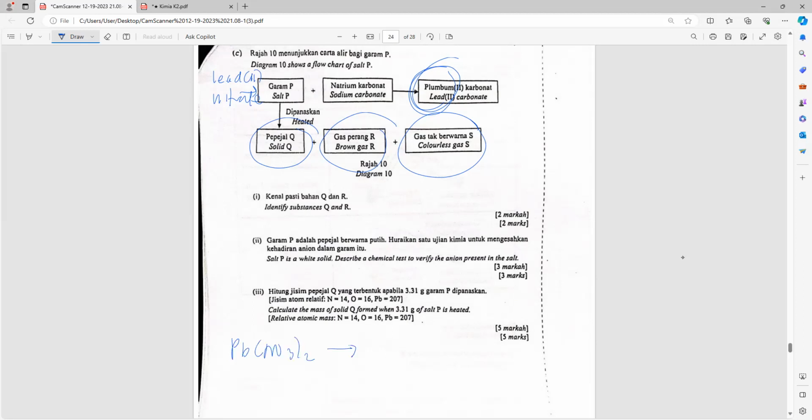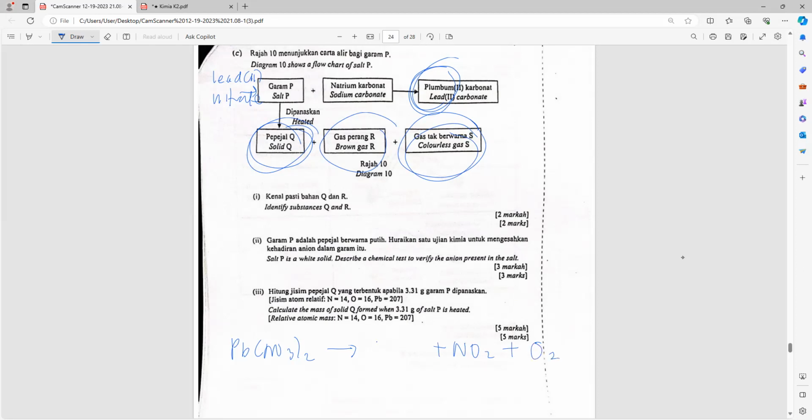So even as we get lead 2 nitrate, teacher is going to do this here. You tell teacher, when I heat up a nitrate, what must I get? What's my first product here? What's my solid Q? You know I've got a brown gas. What's my brown gas? NO2. Very good. What's my colorless gas here? O2. Very good. Very good observation.